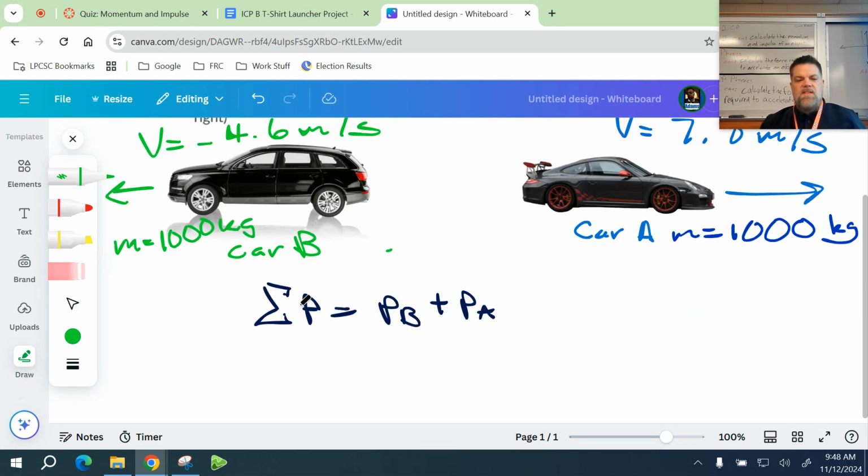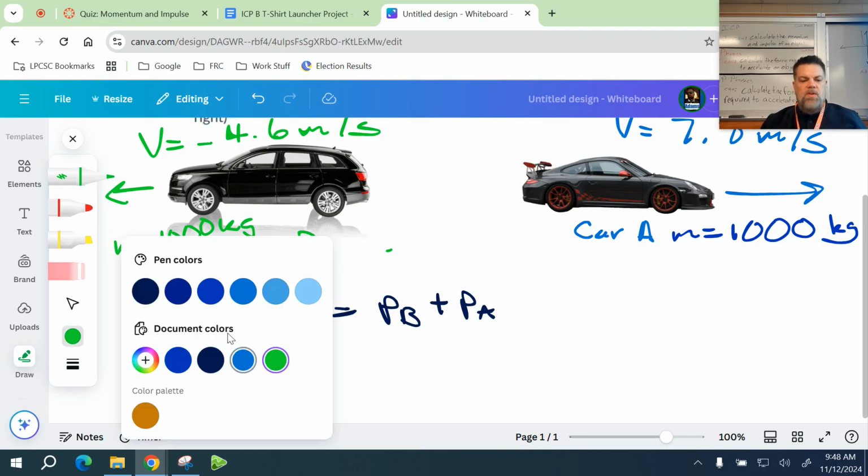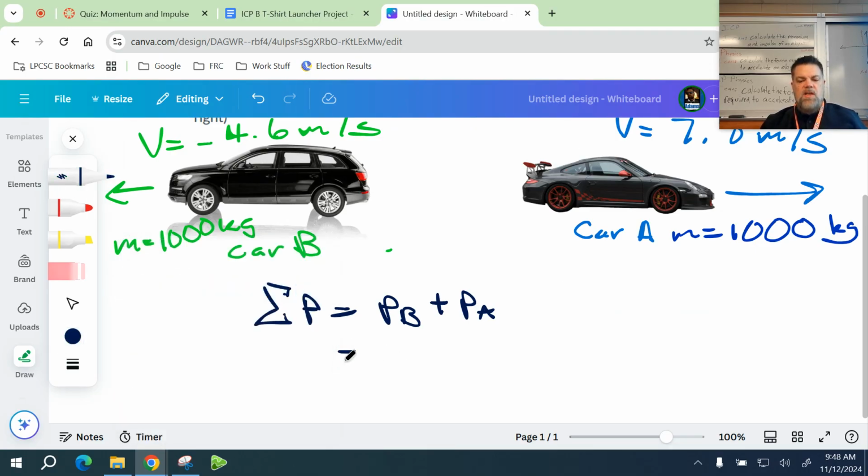And so, what is the momentum? Well, the formula for momentum is just the mass, or wait, sorry, I already screwed it up. It's the mass of the object times the velocity. So we would say the mass of car B times the velocity of car B plus the mass of car A times the velocity of car A. And that's the total momentum P.